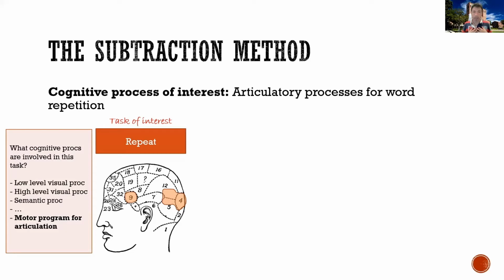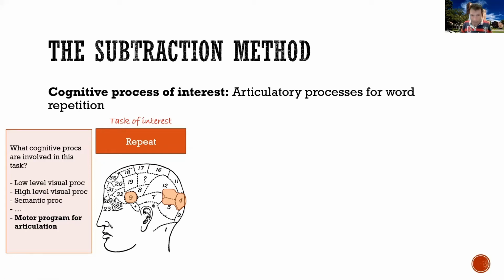So if I only do one task and then look at the activations underlying that task, it doesn't help me much. Or rather, it tells me that my process of interest, the motor programs for articulation, is somewhere in here, but I don't know if it's both or if it's only one or only some small part of one. So I need a way to get rid of all these processes I don't care about and tell which parts of the brain are specifically for my process of interest.